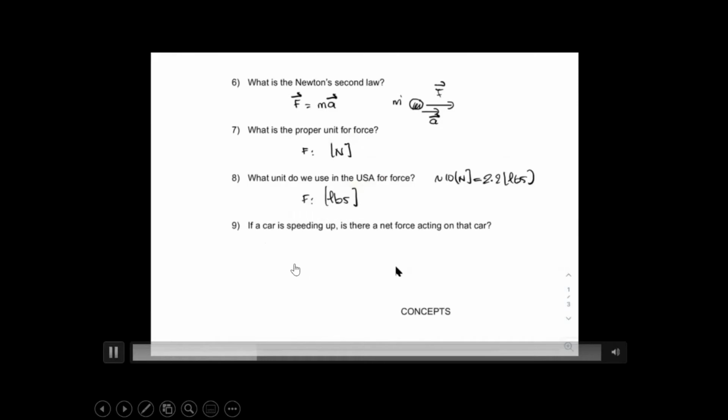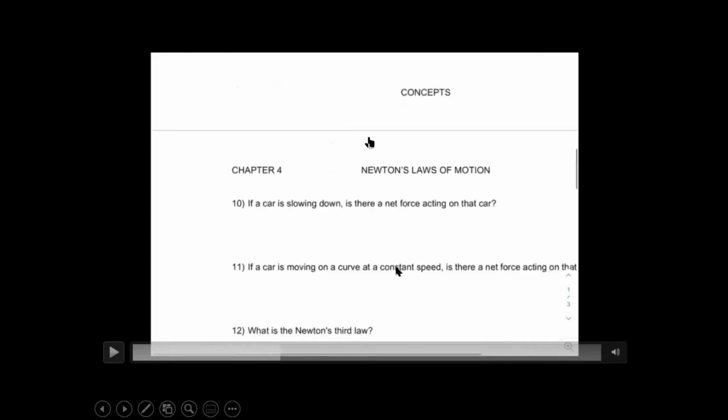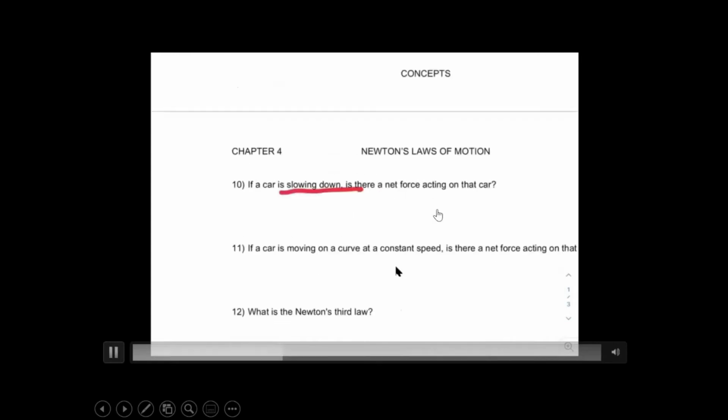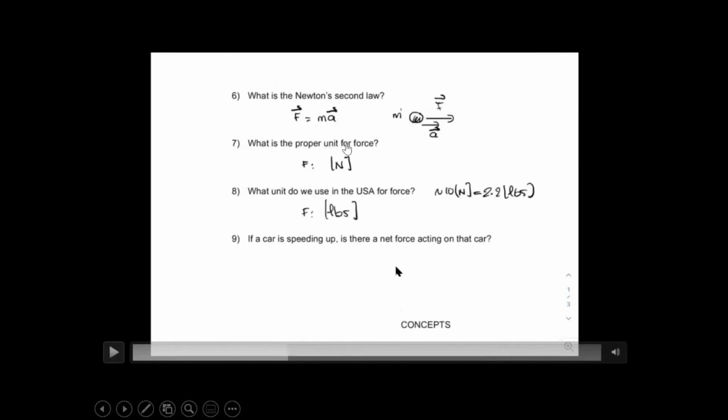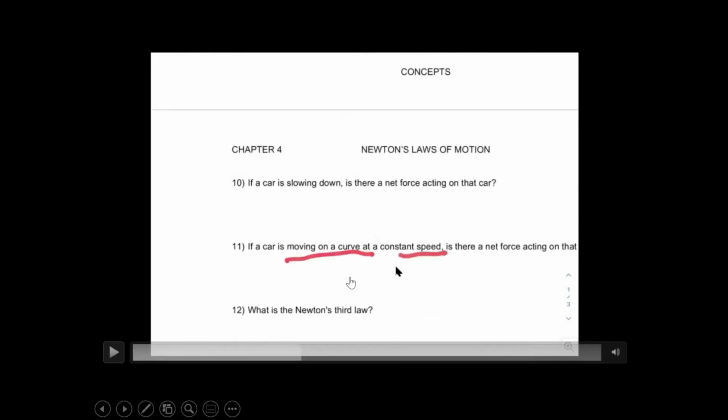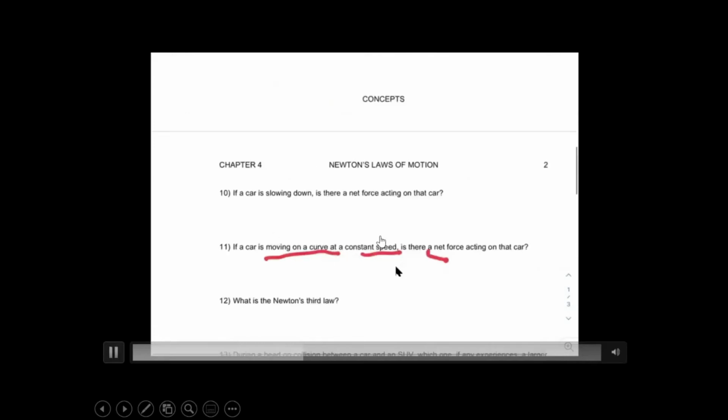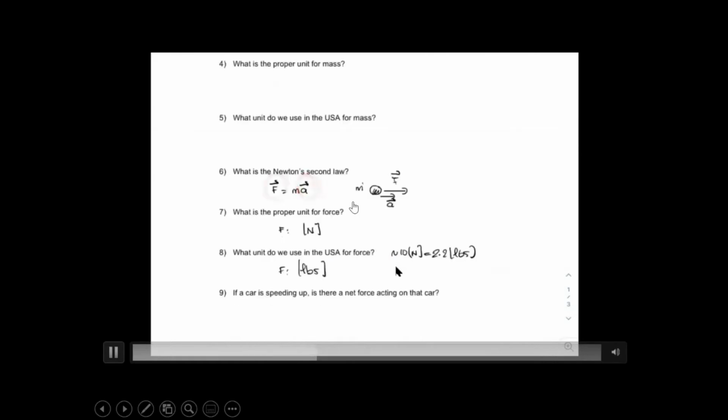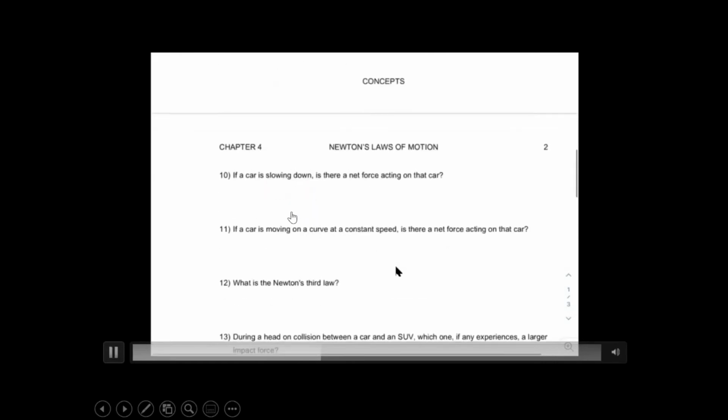If something is speeding up, is there enough force acting on it? Absolutely, because it's accelerating. If something is slowing down, is there enough force acting on it? Absolutely, because slowing down is acceleration. If something is moving on a curve at a constant speed, is there enough force acting on it? Yes. It's moving at constant speed, but on a curve, which means it's changing direction. That implies it's accelerating, and if it's accelerating, there's a force acting on it.